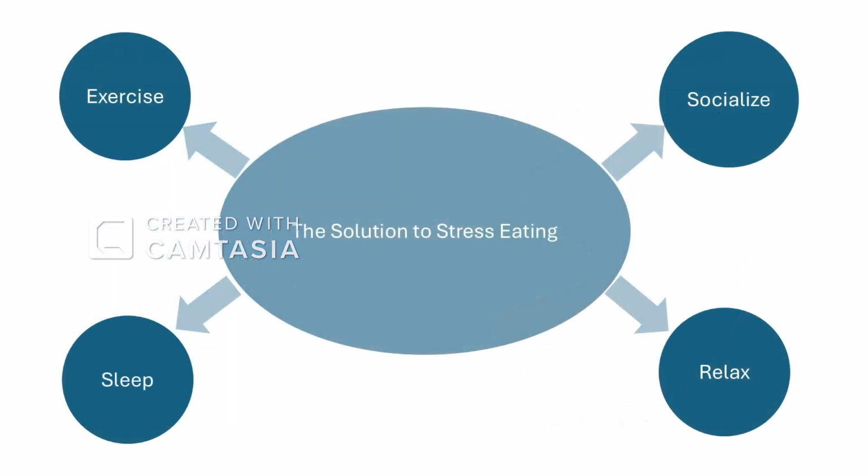In this example, the eye is drawn to the center where the title is placed. It reads, "The Solution to Stress Eating." The arrows create too much movement, leading the eye in completely different directions. This can create stress and visual overload for the learner. The learner isn't sure where to look next.